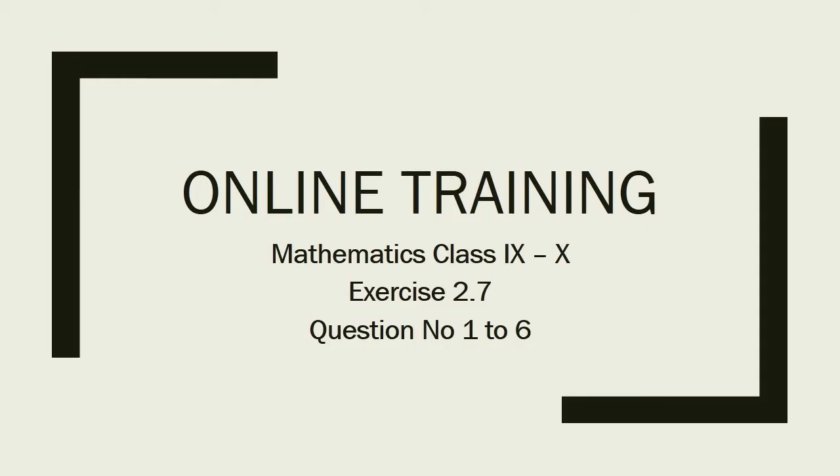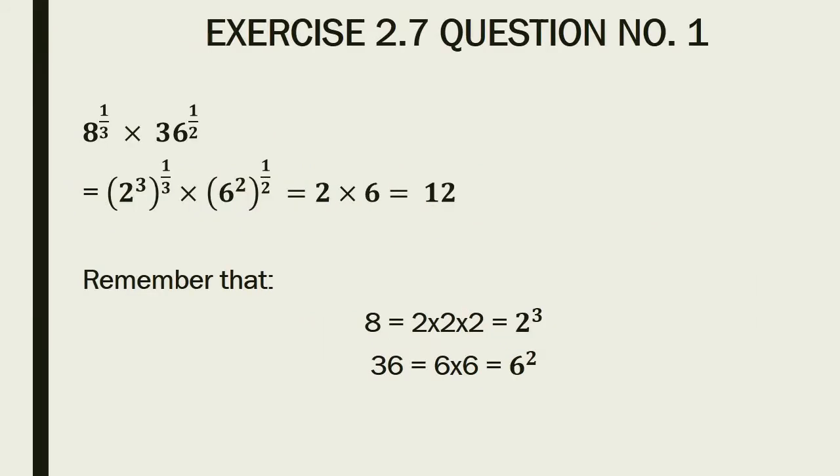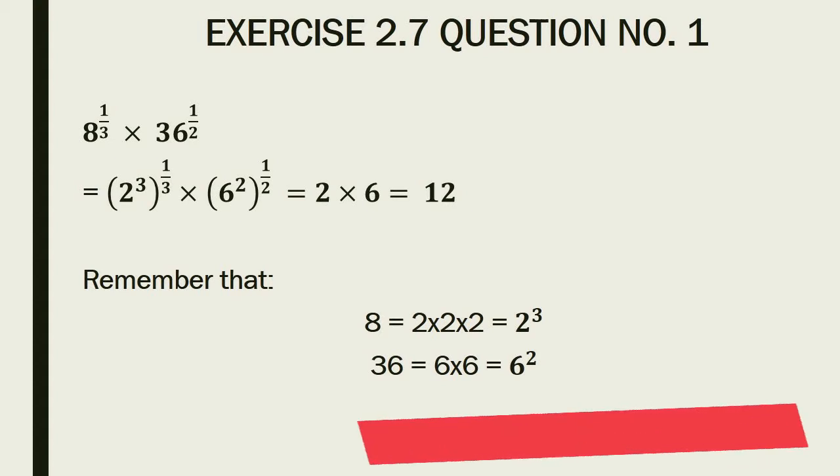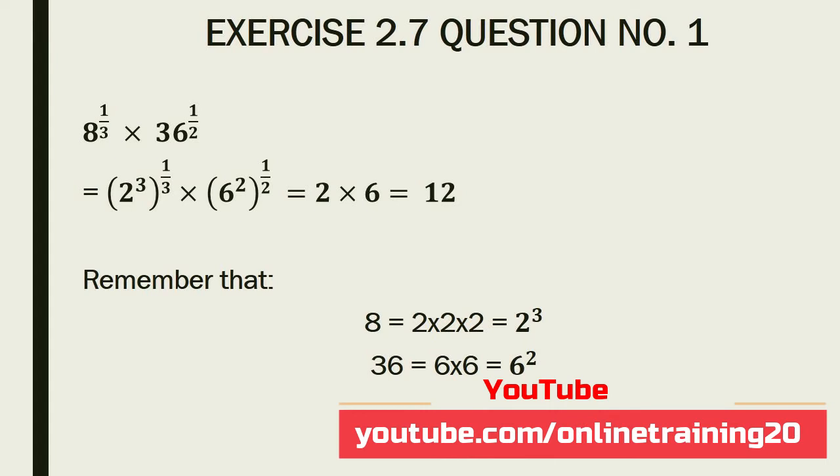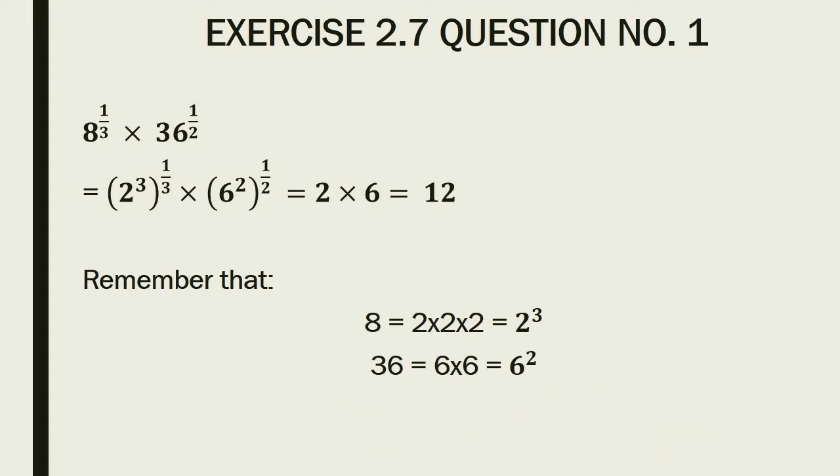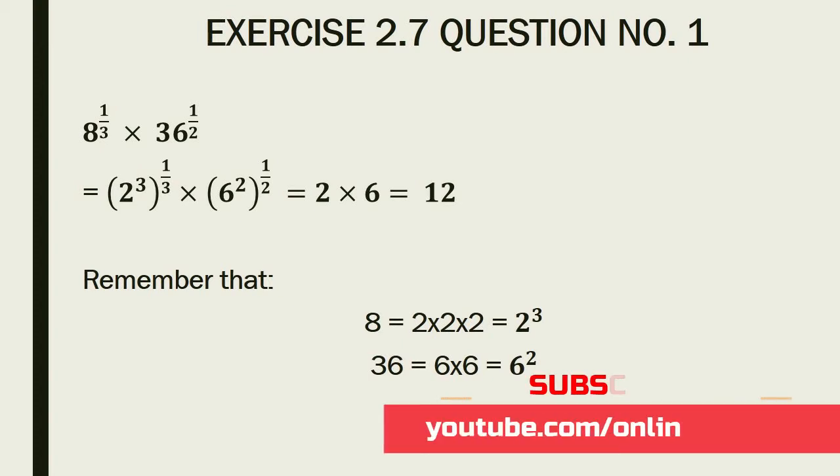Let us discuss exercise 2.7 from mathematics of class 9 and 10, and from an examination point of view this is a very important exercise. So let us start with question number 1. That is 8 raised to the power 1 over 3 into 36 raised to the power 1 over 2. 8 can be written as 2 cubed whole raised to the power 1 over 3, into 36 can be written as 6 squared whole raised to the power 1 over 2. Powers get cancelled, 3 with 3 and 2 with 2, so we are left with 2 into 6, and that is equal to 12, and that is our answer.